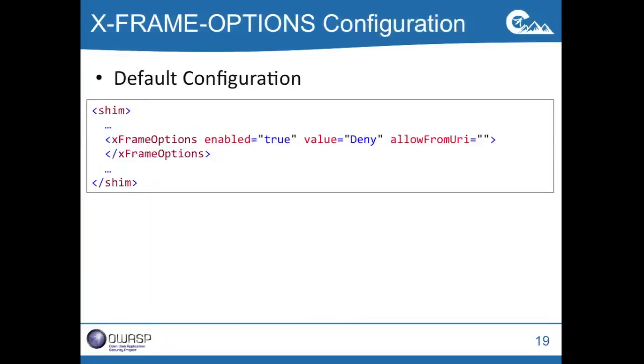And this configuration is very easy. We've only got the value. It's deny, same origin, or allow from, where the URI goes in the empty one, but deny is our default state. This is going to run secure by default, and you don't have to add any of this stuff, but you can override it.